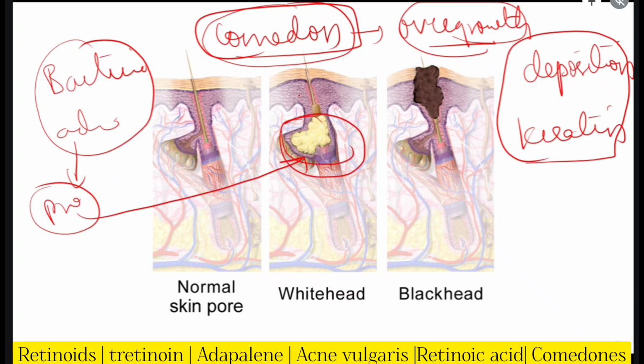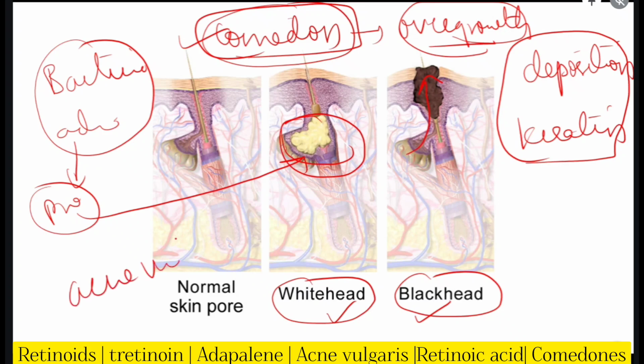This comedone which is present inside the sebaceous gland or inside the pore, inside the skin, is called whitehead. The comedone which is present inside the skin is called whitehead. The same comedone sometimes will be seen outside the skin, that is called blackhead. So whiteheads and blackheads are nothing but comedones. They are excessive growths, overgrowths, deposition of keratin protein. This is called comedone, and this formation of comedone is nothing but acne vulgaris.